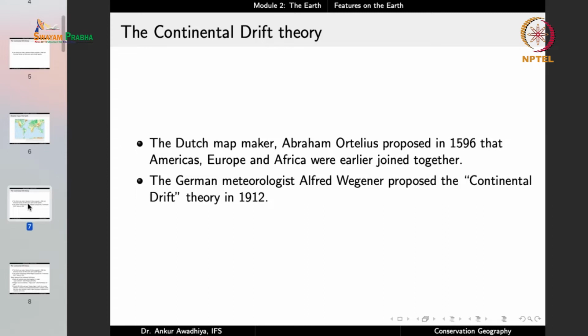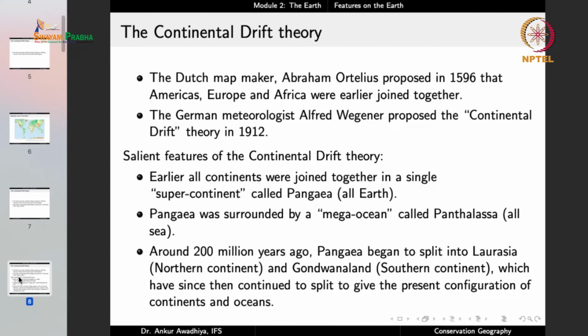Later on, in the year 1912, the German meteorologist Alfred Wegener proposed the continental drift theory. The continental drift theory states that the continents actually move. So Wegener built upon the earlier ideas and proposed that the continents can move, and in fact they have been moving, in such a way that earlier all the continents were joined together, later on they broke, and they are still moving, and slowly and steadily they are taking up new locations.